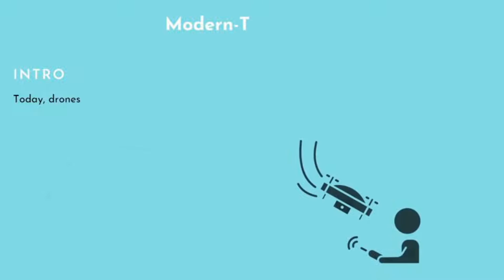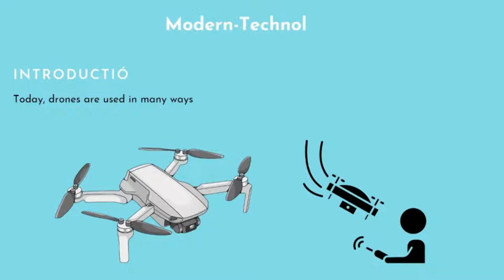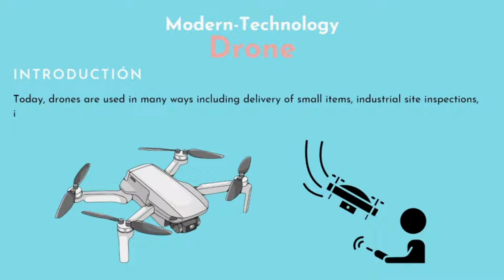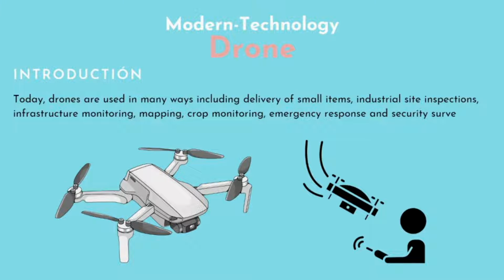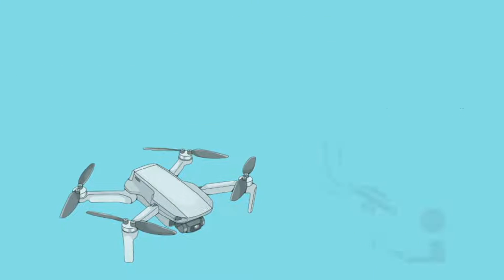Introduction. Today, drones are used in many ways, including delivery of smart items, industrial site inspection, infrastructure monitoring, mapping, crowd monitoring, emergency response, and security surveillance. The use cases are endless as more and more industries discover ways that drones benefit their business.